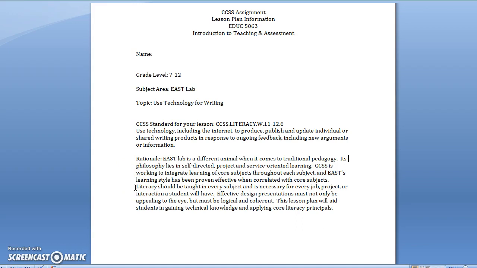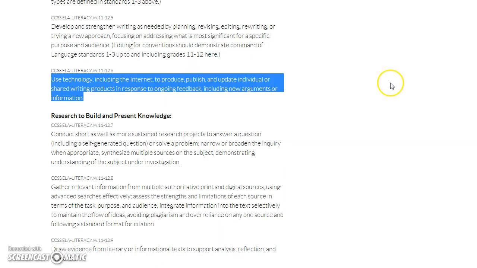Literacy should be taught in every subject and is necessary for every job, project, or interaction a student will have. Effective design presentation must not only be appealing to the eye, but must be logical and coherent. This lesson plan will aid students in gaining technical knowledge and applying core literacy principles. So the students, while working with technology and presentations, will integrate this standard. So that gives you an idea of an example for the ELA standards.